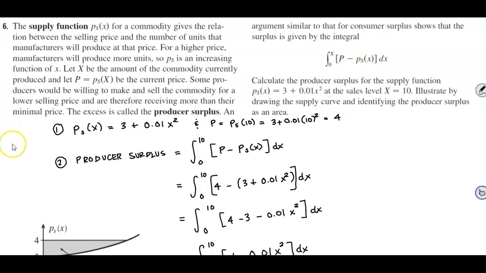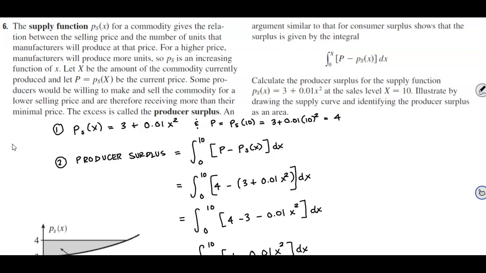In example 6, the supply function p subscript s of x for a commodity gives the relationship between the selling price and the number of units that manufacturers will produce at that price. For a higher price, manufacturers will produce more units. So p subscript s is an increasing function of x.